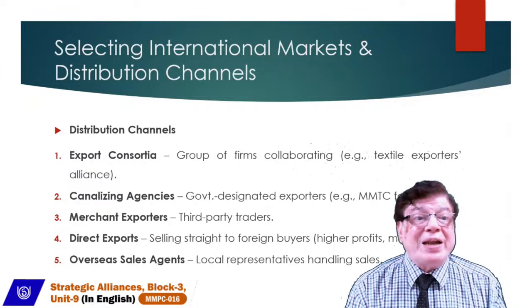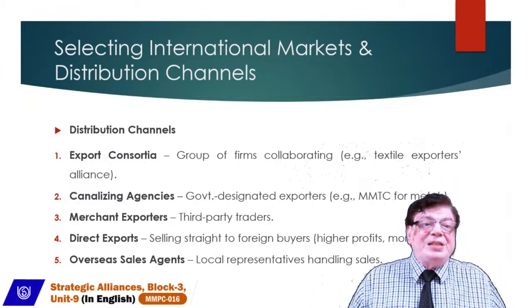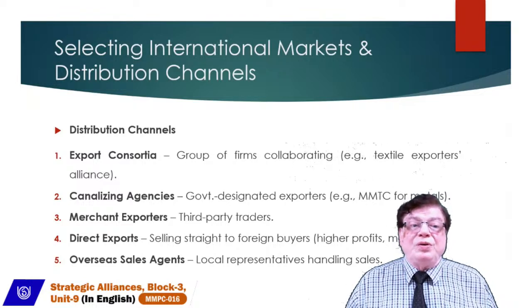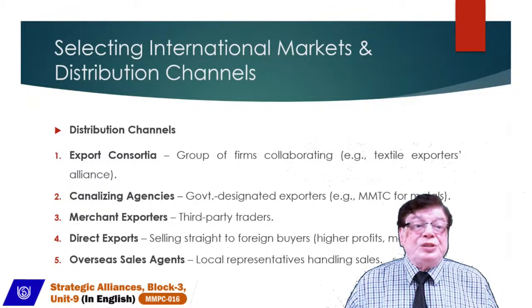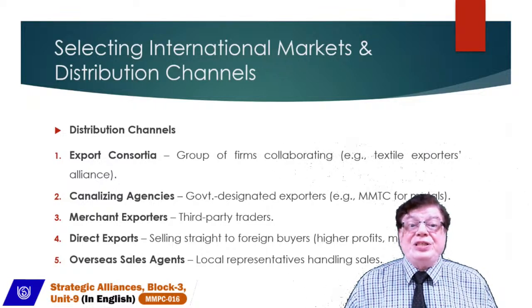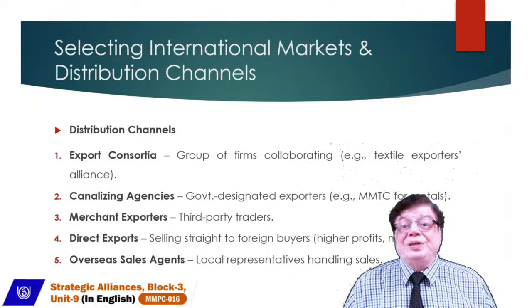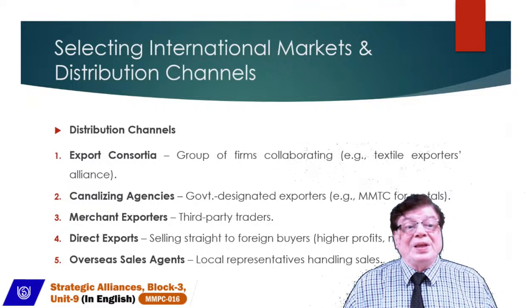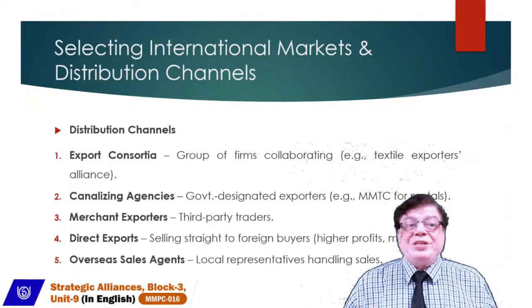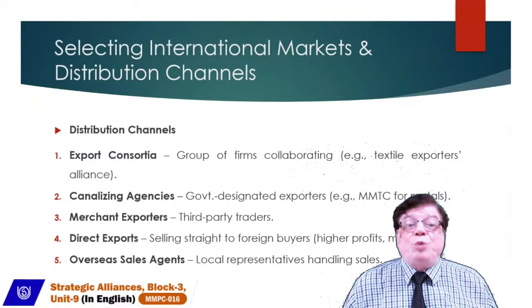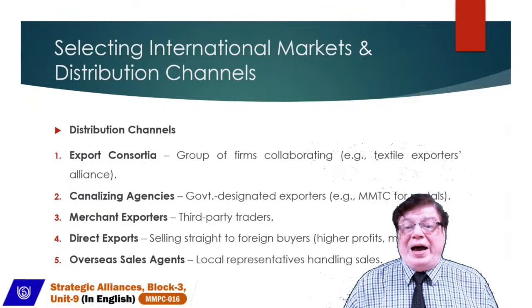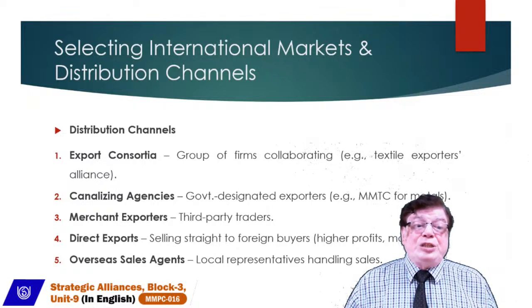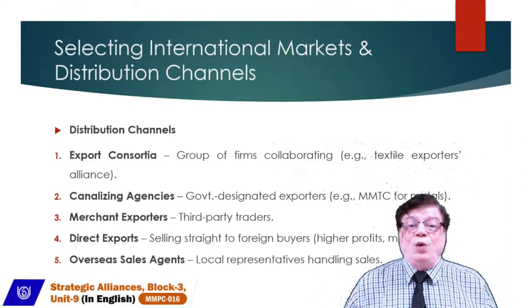So the distribution channels are export consortia, a group of firms collaborating, that is the Textile Exporters Alliance. Next is canalizing agencies, government designated exporters, that is MMTC for metals. It's a government company, MMTC. Then merchant exporters, third party traders, then direct exports selling straight to foreign buyers, higher profits, more risk. Next is overseas sales agents, local representatives handling sales.